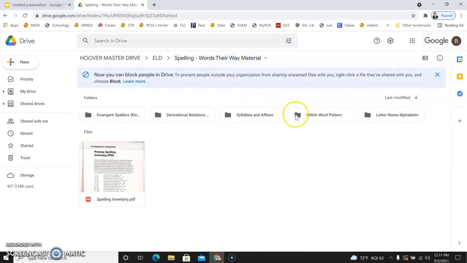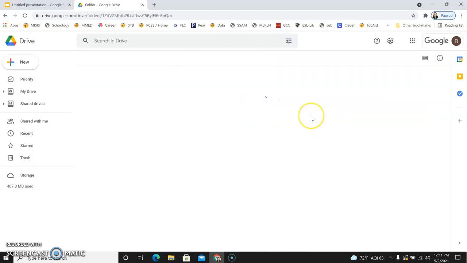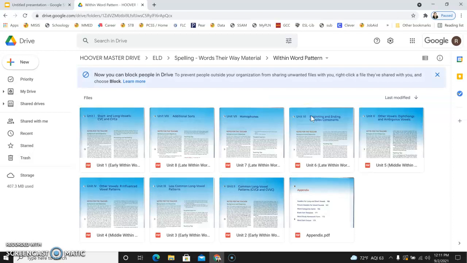A grade 3 student and grade 4 could start off at the within word pattern word sorts, where we have Unit 1 early within word pattern, Unit 2 early within, Unit 3 early within, Unit 4 middle within, Unit 5 middle within, Unit 6 middle within, Unit 7, so on and so forth. So a third grade student may start off at Unit 1, whereas a fourth grade student, depending on the class, might consider starting off at the middle within or even the late within word pattern.